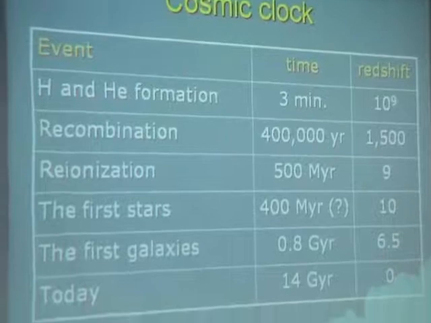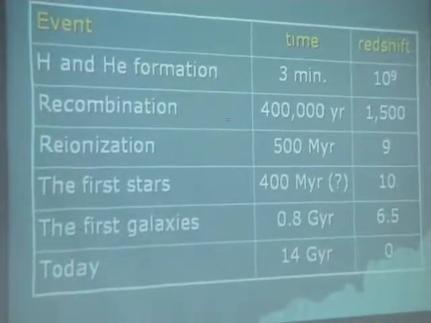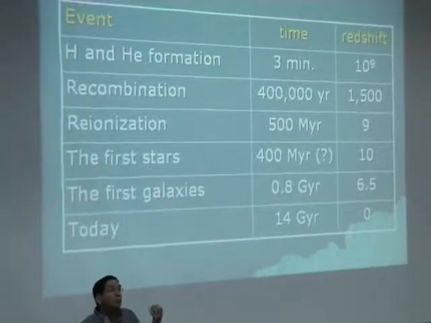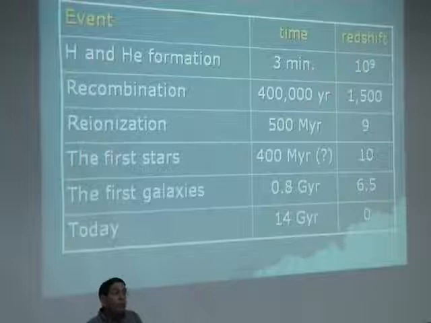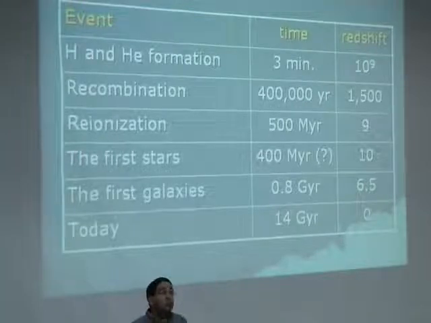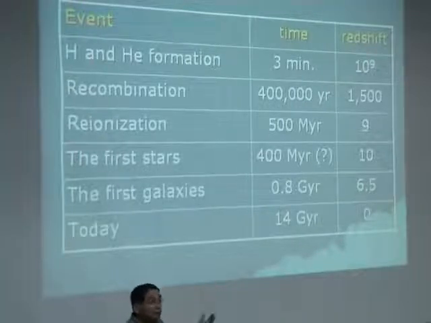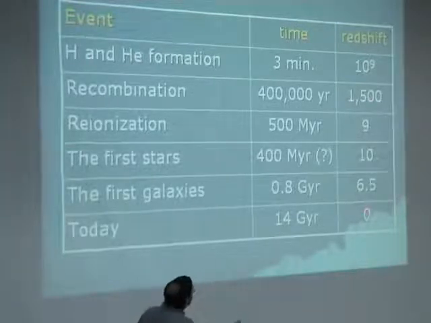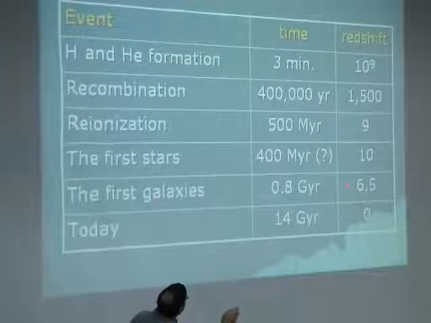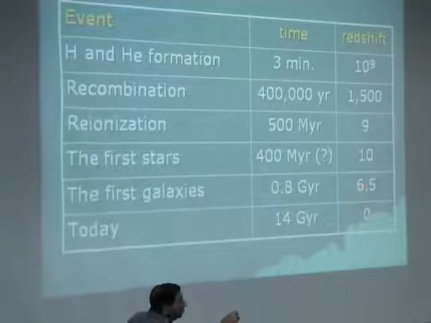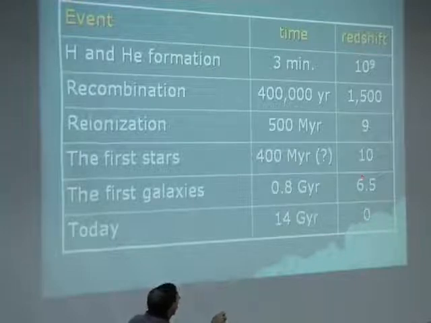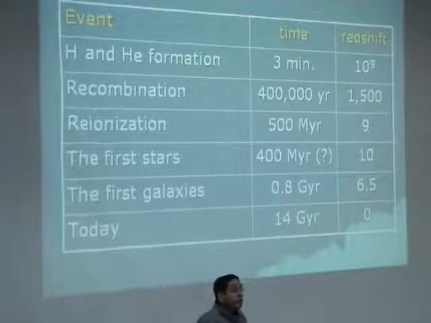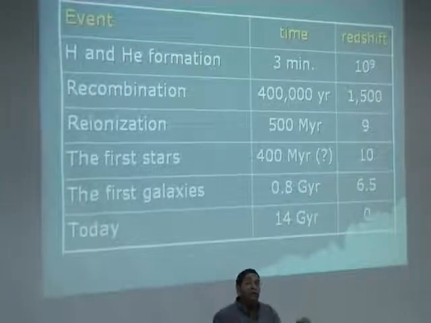And using these numbers, what I want to point out to you is that when the universe recombined, this is the time when the temperature was low enough, about 4,000 degrees, that electrons and protons combined together, the redshift at that time was about 1,500. And today it is zero. And here is another number that I'm going to use. Redshift of 6.5 corresponds to less than 1 billion years. Why 6.5? Because today we are observing objects at redshift 6.5.